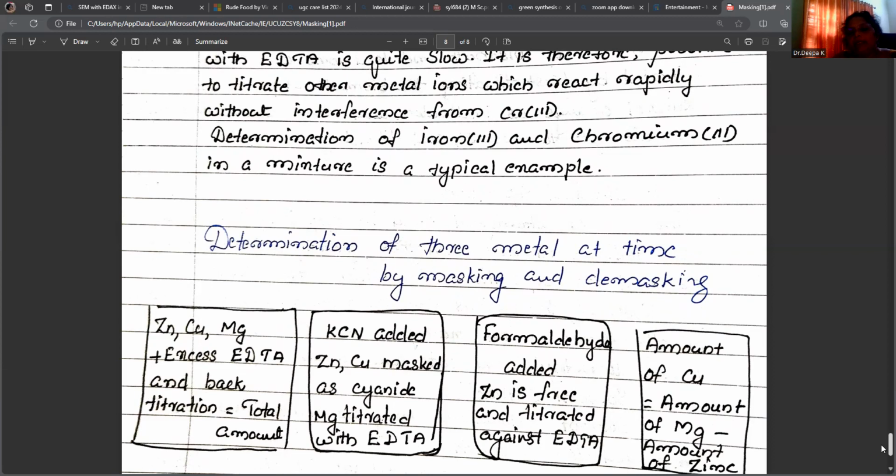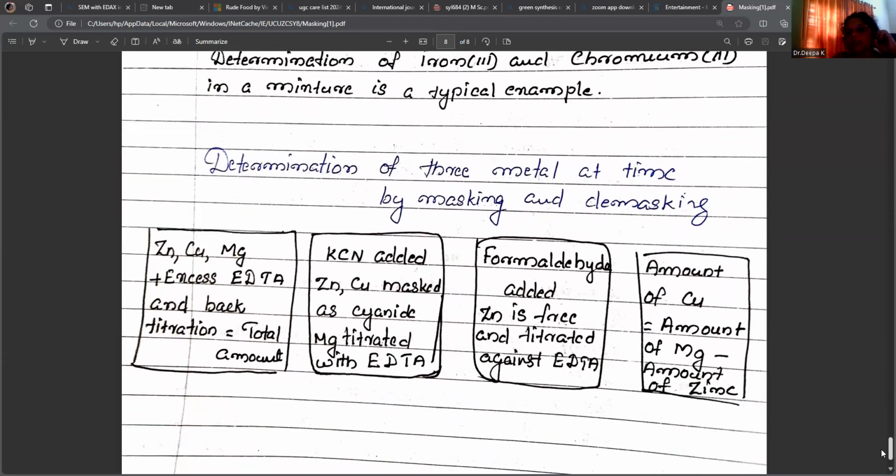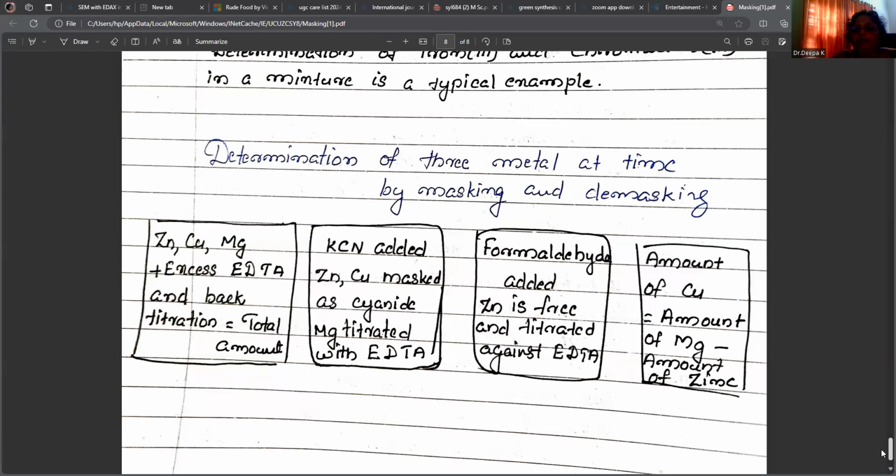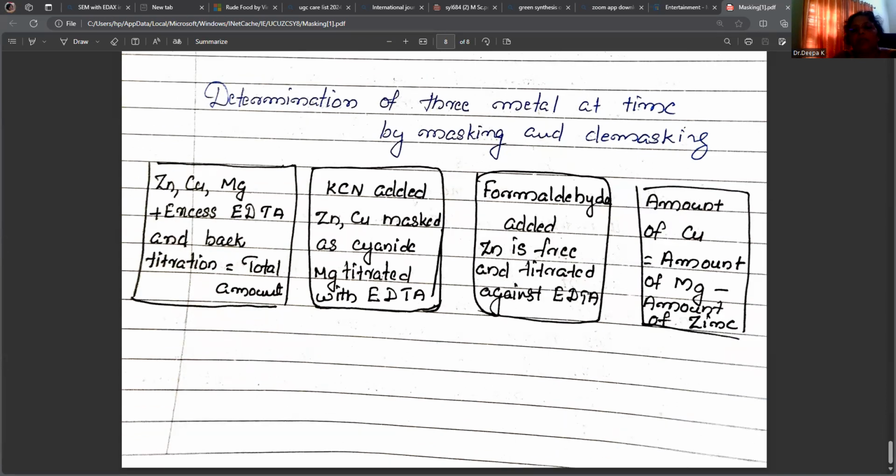And then formaldehyde is added. Now the zinc will get free, as formaldehyde is a demasking agent for zinc, and it is titrated against EDTA to determine zinc. And then the amount of copper is equal to the total amount minus the amount of magnesium minus the amount of zinc. Thus, we can determine the amount of copper in the solution. That's all about masking and demasking agents. Thank you.